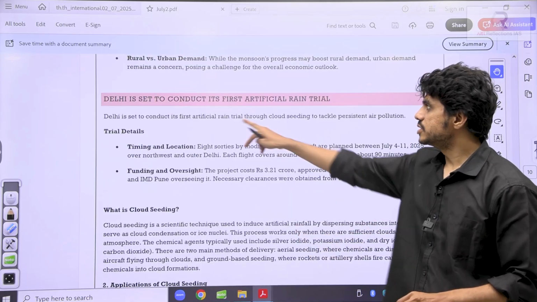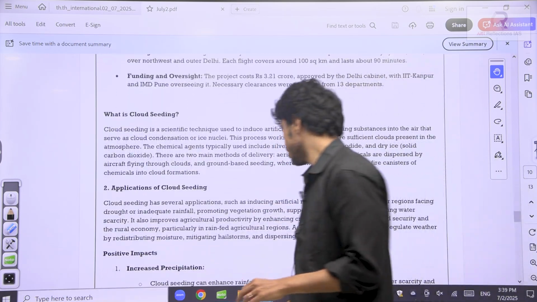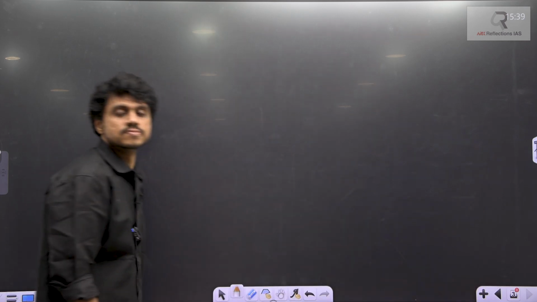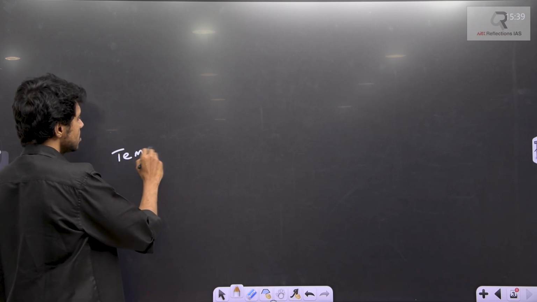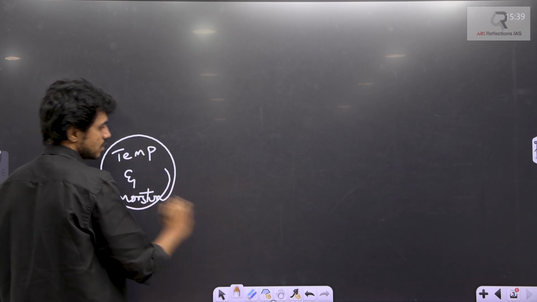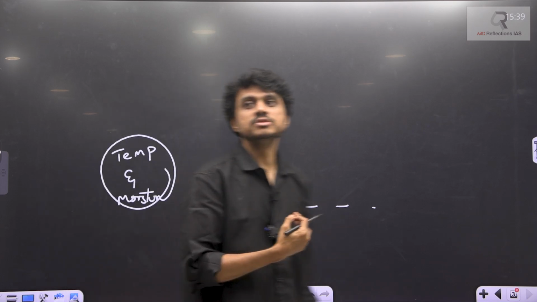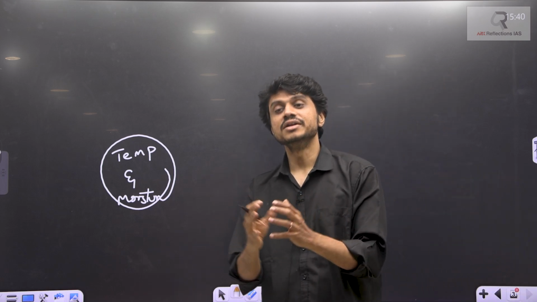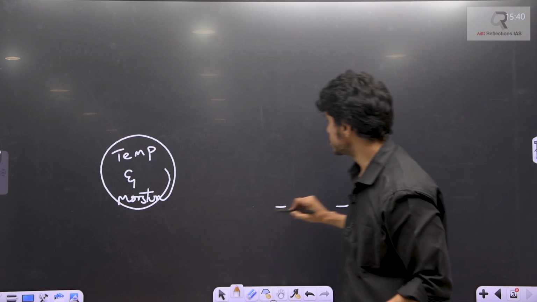Artificial rain. Delhi is set to conduct its first artificial rain trial through cloud seeding. So basically, how do you get the rains? See, for rain you need 2 things: temperature and moisture. Suppose when the temperature is high, air becomes thin. When it is low, air becomes condensed. So when the temperature is high, air becomes thin and it starts to rise. Wind starts to rise like this.